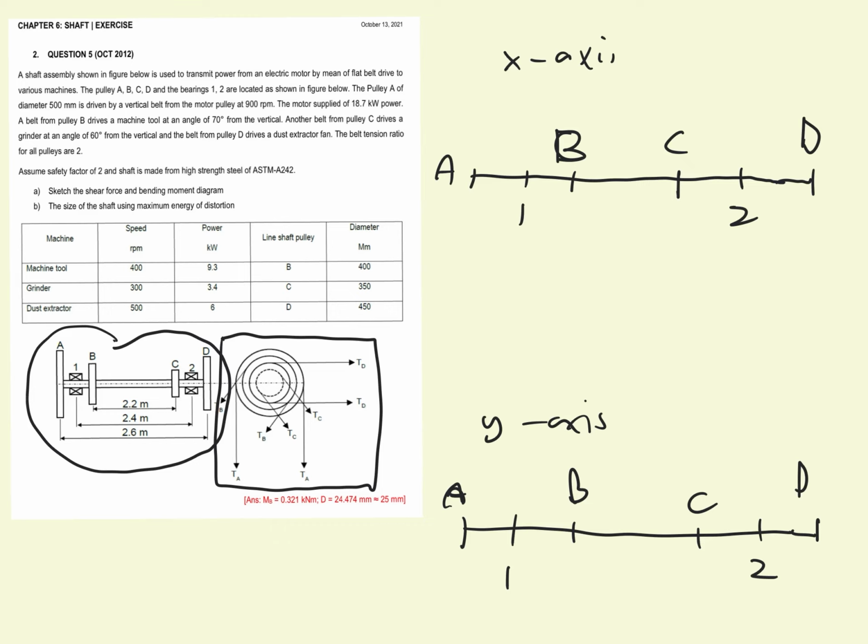So the first step that we need to find is the value of A in terms of x and A in terms of y, and then the value of the loading at B in terms of x and y, the value of the loading at point C in terms of x and y, and then the value of tension for pulley D in terms of x and y, whether it has a value or not. So we need to calculate the total force or the total tension acting on each pulley here.